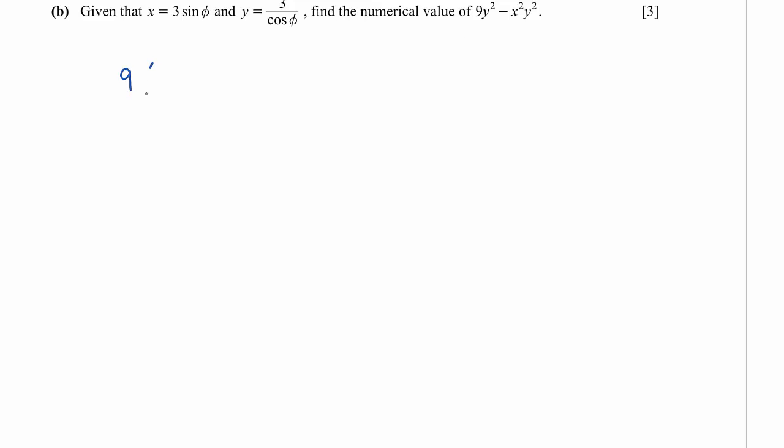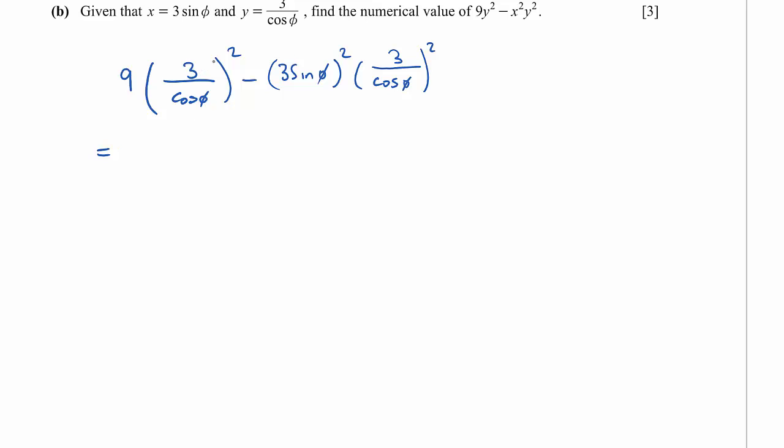So we've got 9 times 3 over cos phi squared, take away 3 sine phi squared times 3 over cos phi squared. Okay, so what's that going to give me? So the 3 squared is 9 times this 9, so that's 81 over cos squared phi.